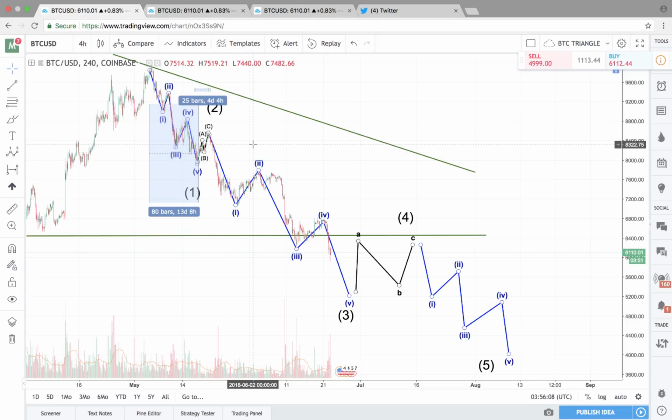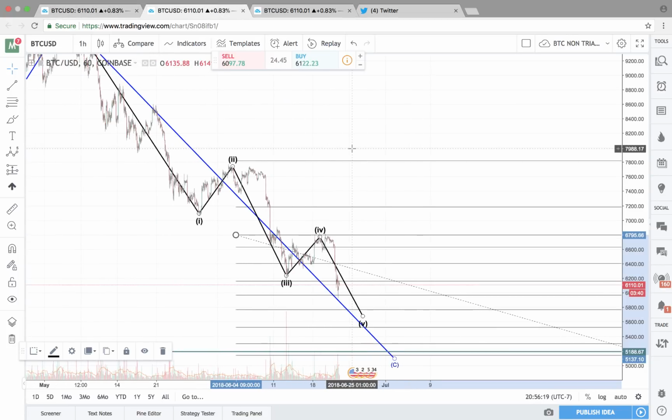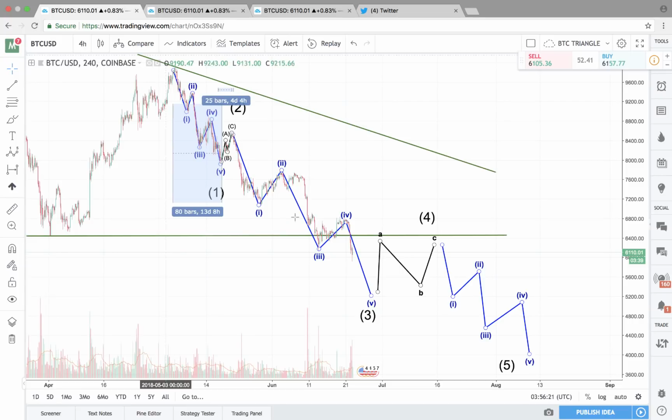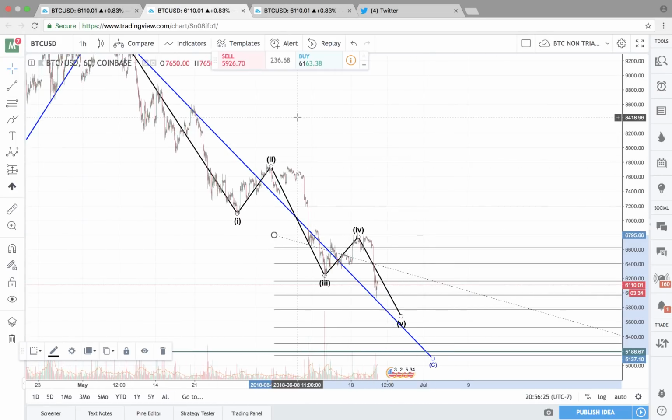Not saying it's not valid, and 100% I could be wrong. I've been wrong before. I just was the other day with my last count. So I'm not saying that I'm better or that I'm right. I'm just saying that for me, this particular count makes more sense to me than us still being in the third wave down.